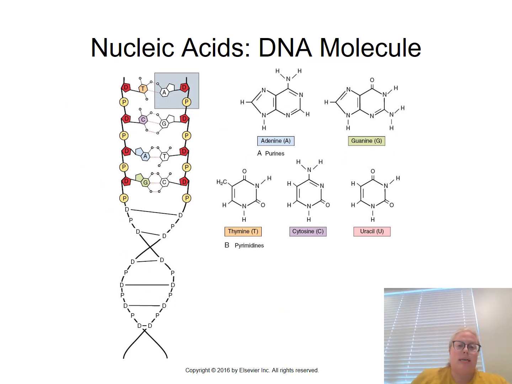So here you see a DNA molecule. Deoxyribonucleic acid, or DNA, is composed of nucleotides, each of which consists of a phosphate, a pentose sugar, and a nitrogen base. The nitrogen base of nucleic acids are either A, purines, or B, pyrimidines. The pyrimidine uracil is only found in RNA.